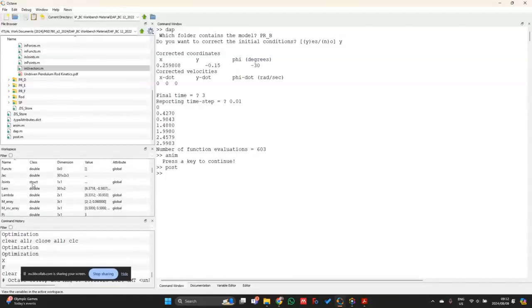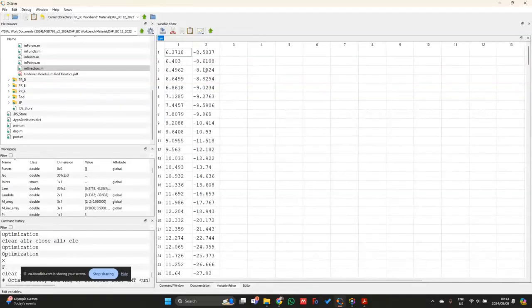The ones that I am perhaps more interested in would be this lamb over here. So this is the Lagrange multipliers. And you'll remember for the revolute joint that we specified, we expect to get 2 Lagrange multipliers out. One for the X reaction forces, one for the Y reaction forces. So if I go to this lamb over here and I just double click on it, it opens it in this spreadsheet that I have available over here.